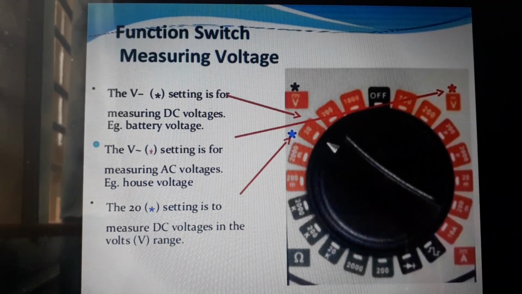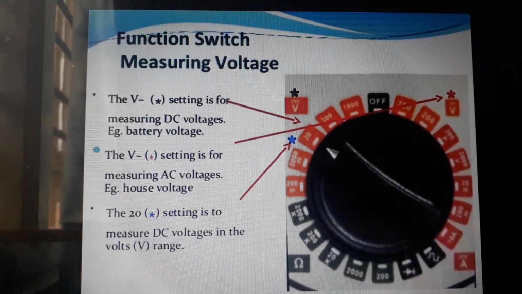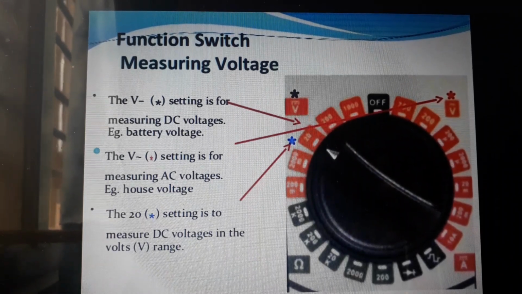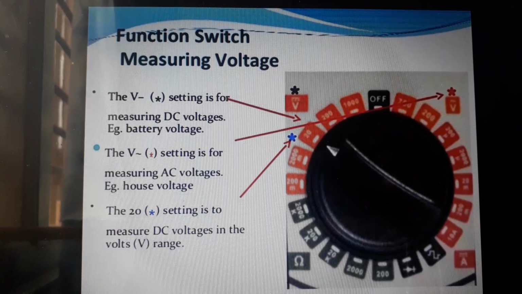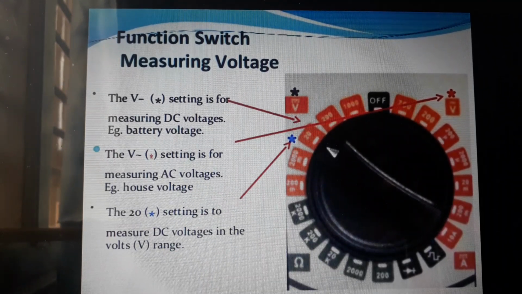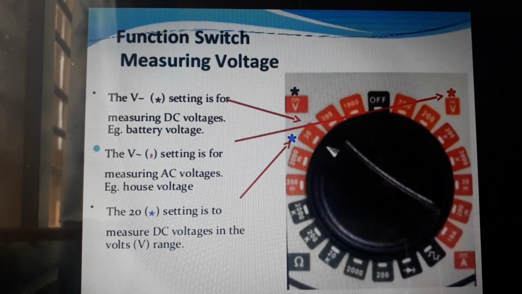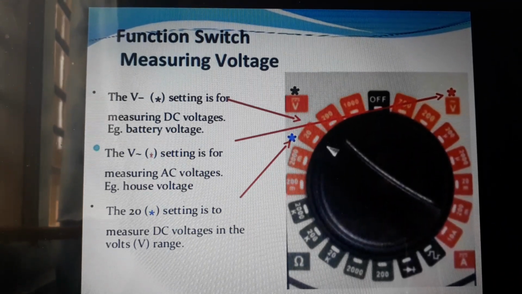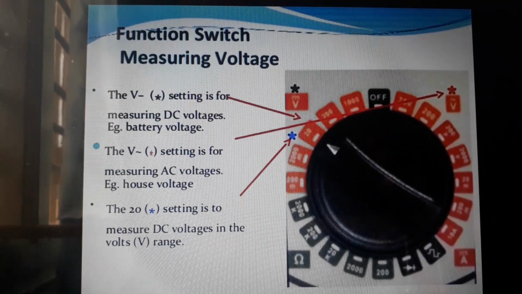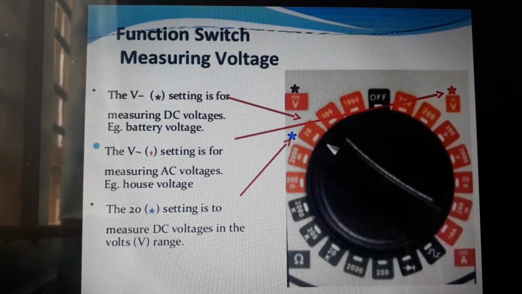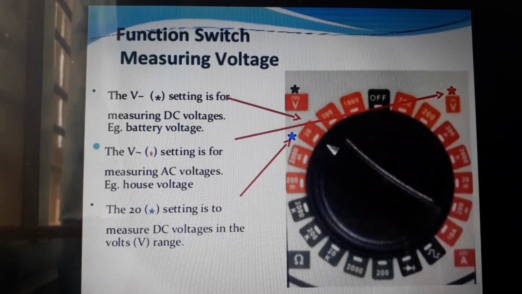Okay, the next one, the blue star below indicates the setting of the voltages. If you want to set for DC voltages, if you want to set for 20 volt, we have to twist the knob to the top of 20 volt. If we want 200 volt, we have to twist the knob up to the range of 200 volt. So the blue color indicates the setting of the DC voltage range.